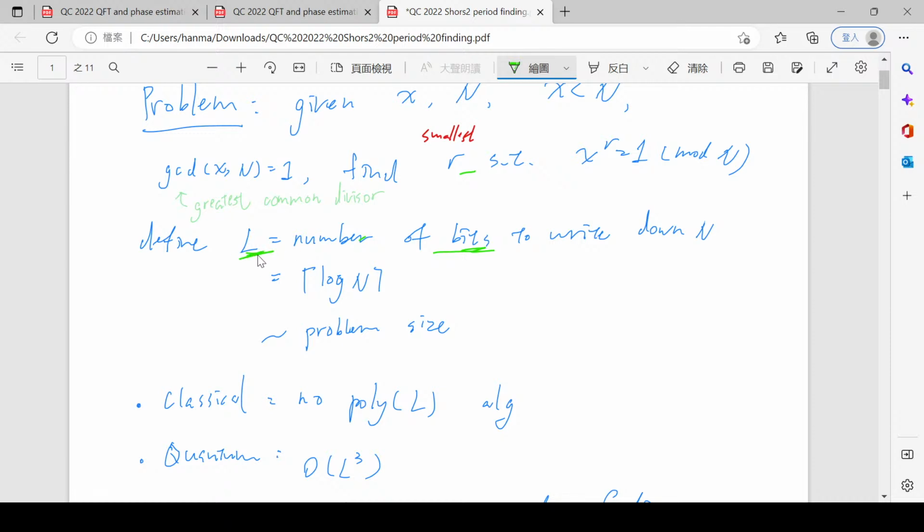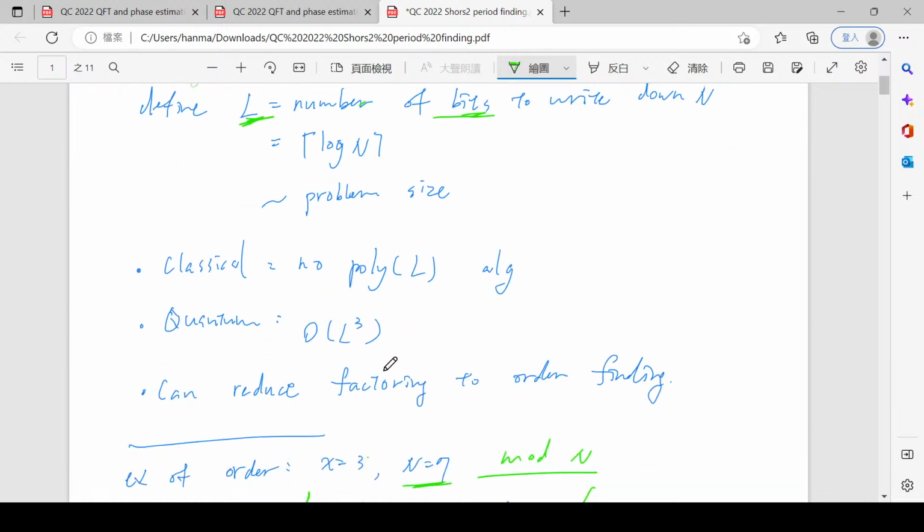So we want to remember this. We are going to see L everywhere because it's a scaling factor of this problem, and we are going to count every constant in L. Anyway, L is this number of bits of N, the ceiling of log N, and it's our problem size.